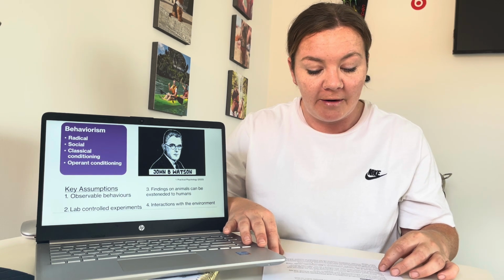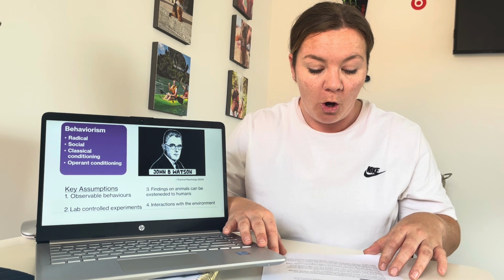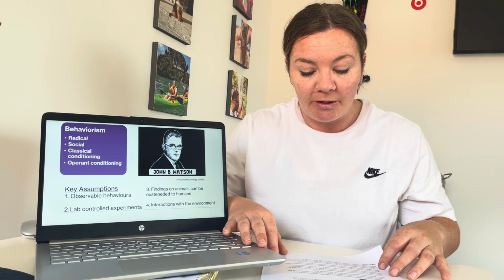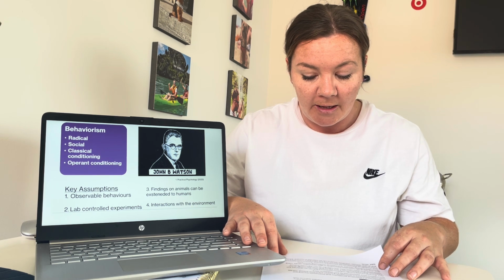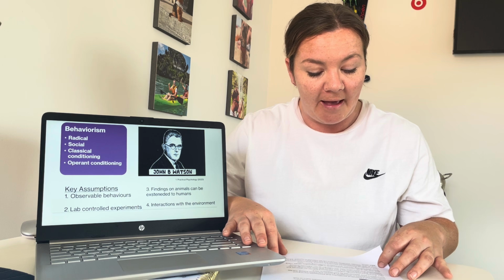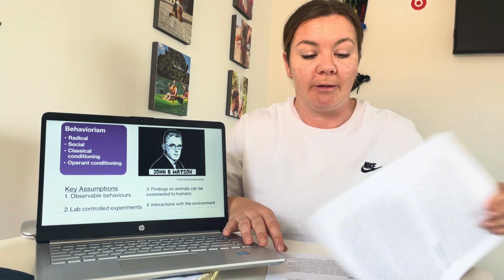Number 2, the use of lab-controlled experiments to gain measured results using observable learning, operant and classical conditioning techniques. Number 3 is that findings on animals can be extended to humans. Behaviourists believe that there is little difference between the learning that takes place in humans and that of other animals. Therefore, learning can be extended to humans.